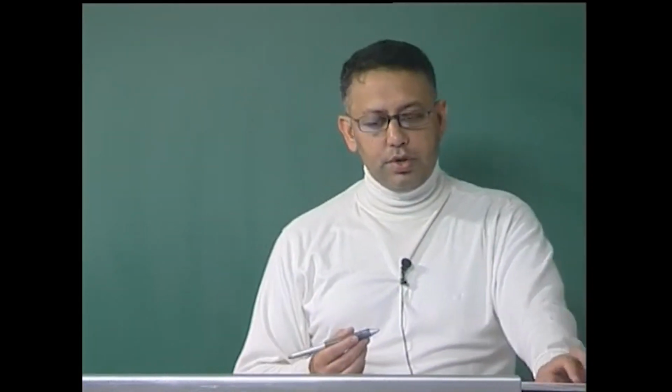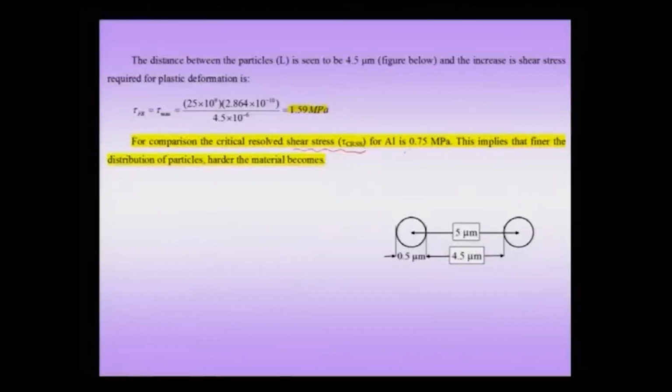And critical resolved shear stress, as I told you about the Peierls stress, is an inherent material property at the atomic level or the slip plane level, unlike a gross macroscopic property like the yield stress, which is an average of this over an entire system or entire material. Now, if you take this critical resolved shear stress value for aluminum, it turns out to be 0.75 megapascal, and I can clearly see that by adding these incoherent precipitates, I obtain a strengthening effect above this 0.75 to a value of 1.59 megapascals.